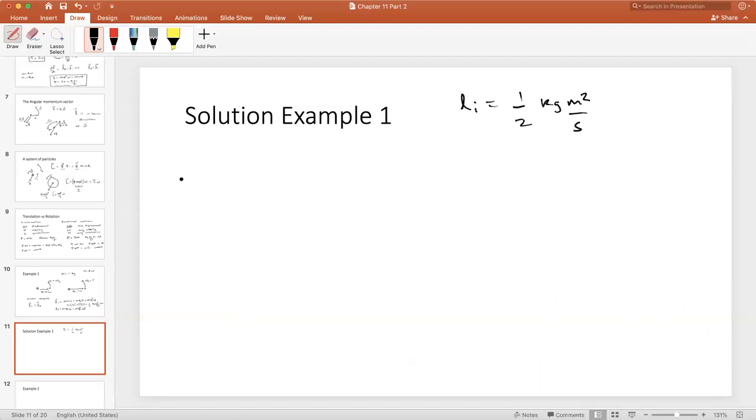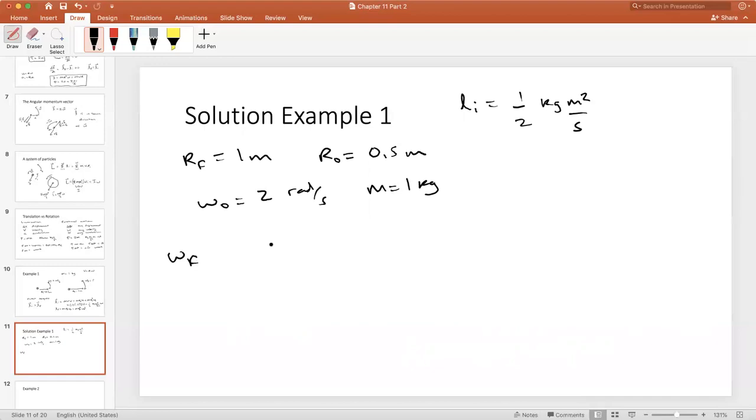All right, so if R final was 1 meter and R initial was 0.5 meters and omega initial was 2 rads per second and the mass was 1 kilogram, we want to know what is omega final. So we can use that L initial is equal to L final.